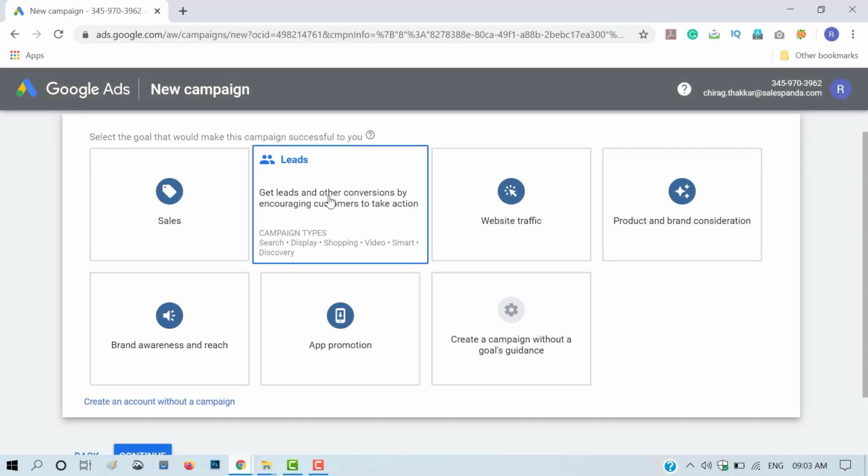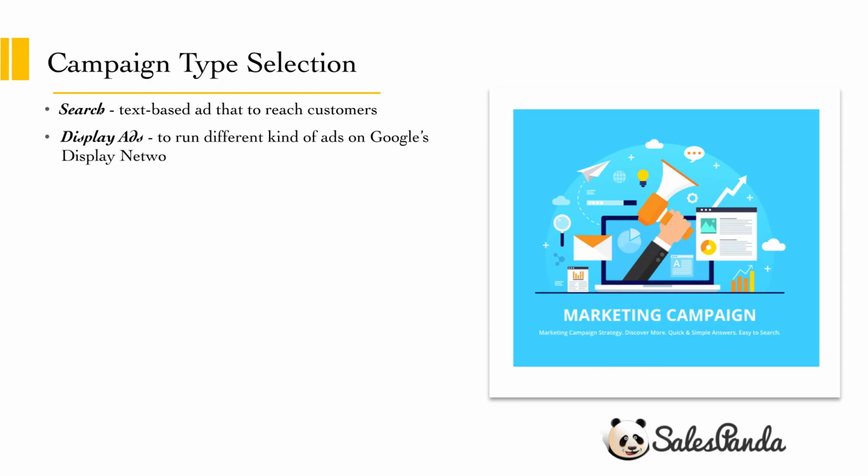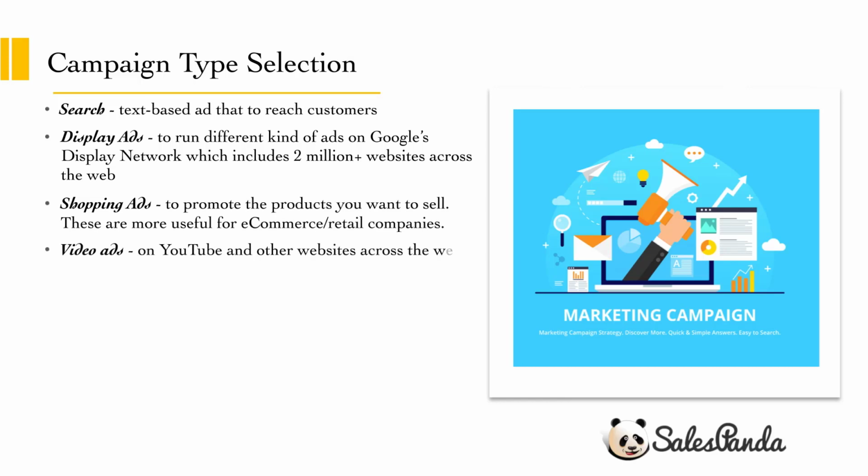The next step is to select a campaign type. Search campaign type is a text-based ad that helps you reach customers interested in your product or services. Display ads allow the advertiser to run different types of ads on Google's display network, which includes 2 million plus websites across the web. Shopping ads are used to promote the products you want to sell. These are more useful for e-commerce or retail companies.